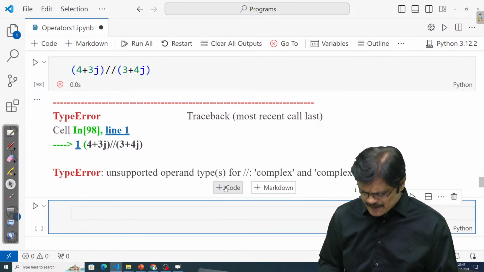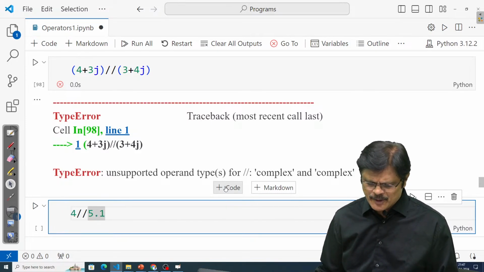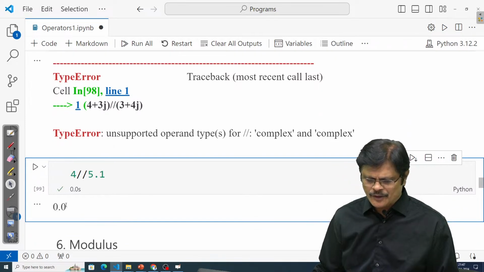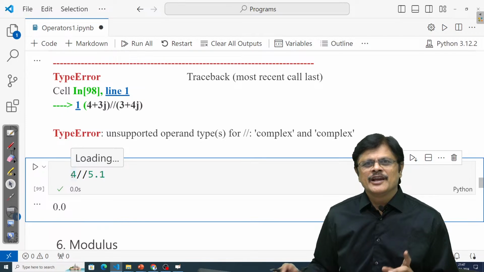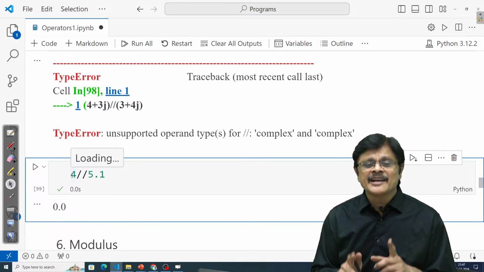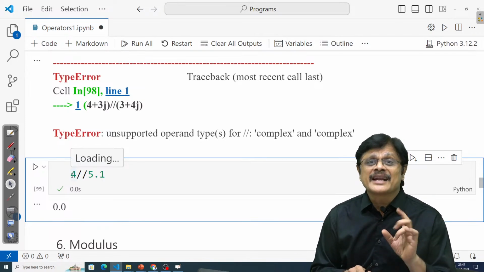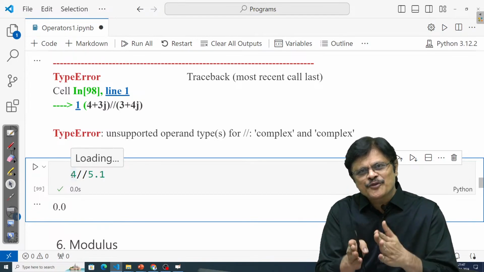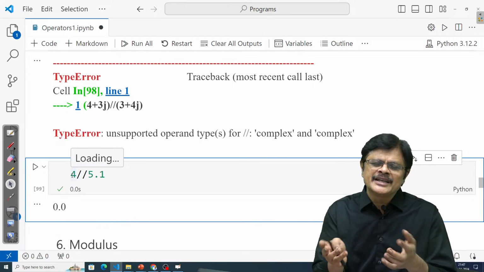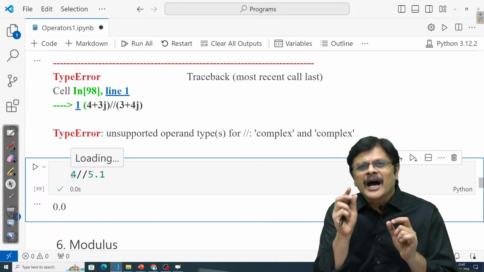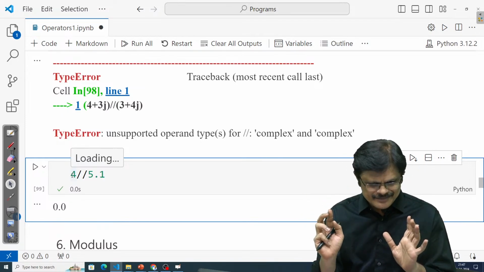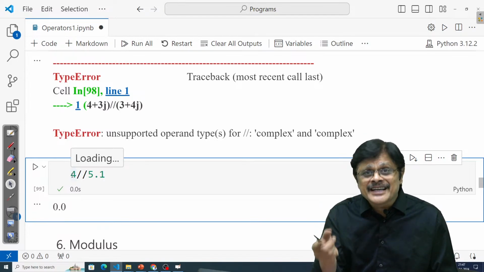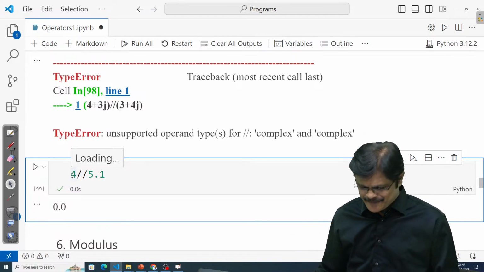And it is defined if you are having 5.0 or 5.1, it is possible. So you are going to get 0 point something. No problem, you can have integer and float also. If both are integers, the result is integer. If any one of them is float, the result is a float, you get 0.0. So always with floor division, you are going to get the greatest integer, which is converted to float later on.